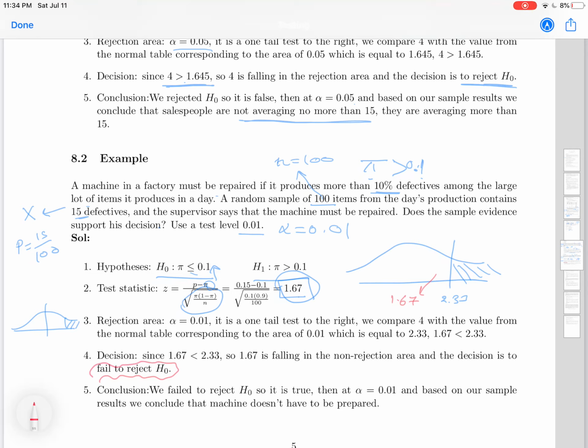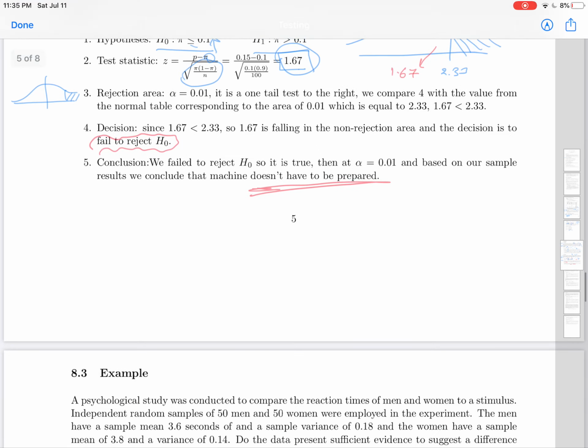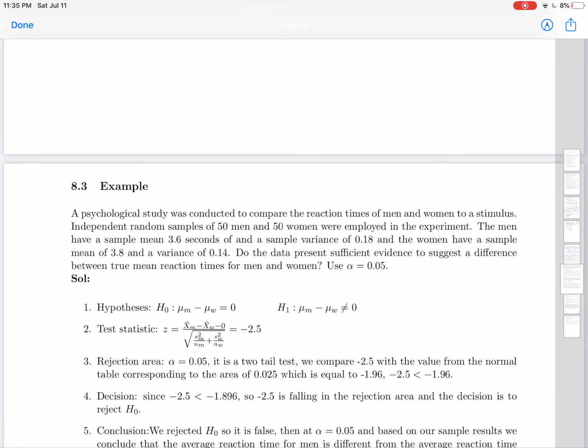2.33. This is my rejection area. Where is 1.67? 1.67 is here. So my decision is, it doesn't fall in the rejection area. It is in the blank area. So my decision is fail to reject H node. So the conclusion: I failed to reject. So this means we failed to reject H node. So I'm against the claim that the machine needs repair. I don't think that the machine needs any repair.